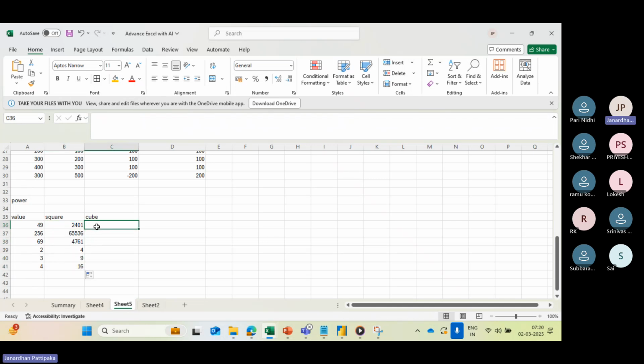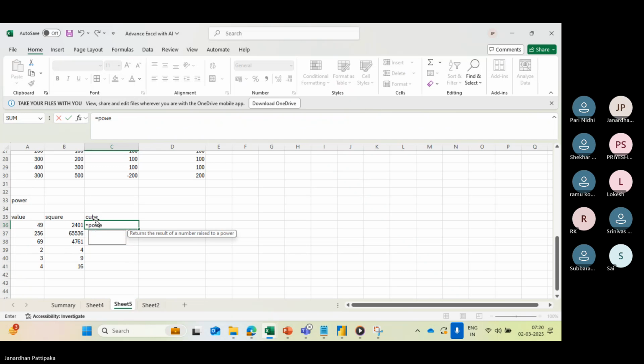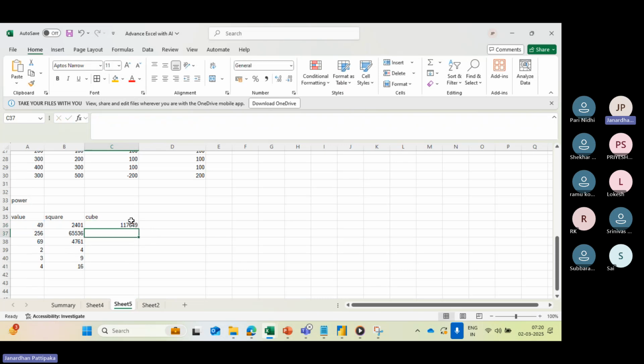Now I want to calculate the cube. How can I calculate the cube, the power of 3, of a value? Same: you need to type equals, click on power, and it asks for the number whose cube I want, like 49. After that it asks for a comma, just a comma. Cube means 3, so mention 3, close the bracket, done. So 49 cubed is this much. If you drag this formula down, you will get the cubes for all. See, 2 cubed, 4 cubed, 8, 3 cubed, 27, 4 cubed, 64.